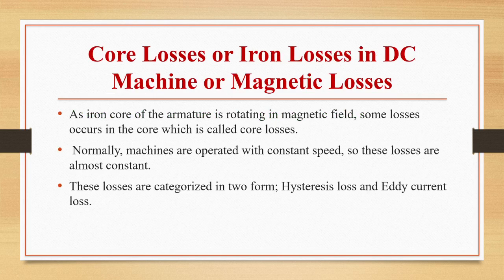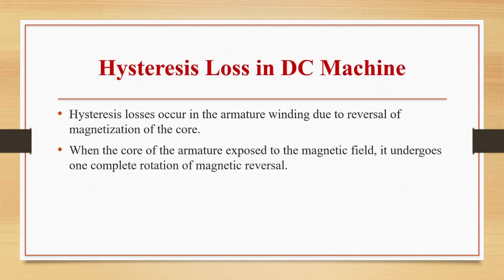Next is iron losses. As the iron core of the armature is rotating in the magnetic field, some losses occur in the core, which are called core losses. And machines are operated with constant speed, so these losses are almost constant and they are called constant losses. Copper losses are called variable losses except field winding losses, whereas these losses are called constant losses. Iron losses are constant losses, and they are categorized into two forms: hysteresis loss and eddy current loss.